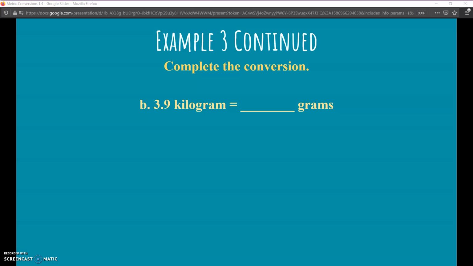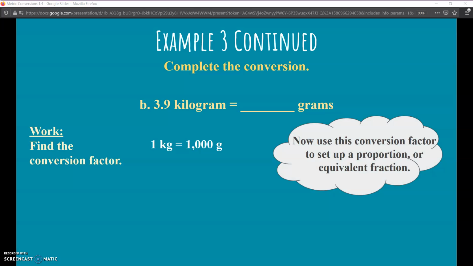3.9 kilograms is how many grams? Well, let's find the conversion factor. 1 kilogram is 1,000 grams. Remember that a gram is about the size of a paperclip and a kilogram is about 2-ish pounds to help you picture that in your head. We'll use the conversion factor to set up a proportion or equivalent fraction. 1 kilogram to 1,000 grams equals 3.9 kilograms to how many grams?